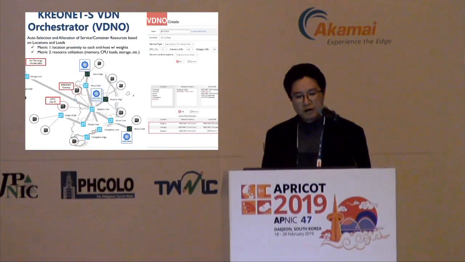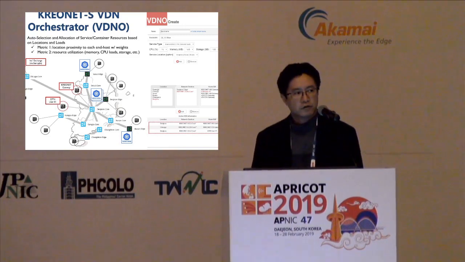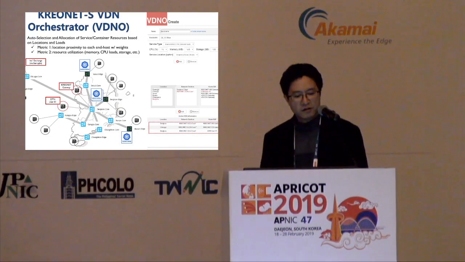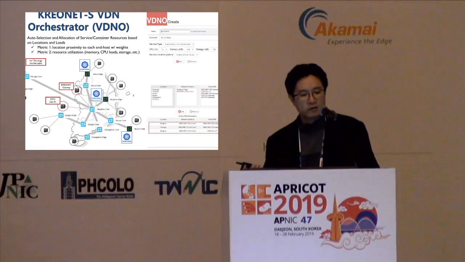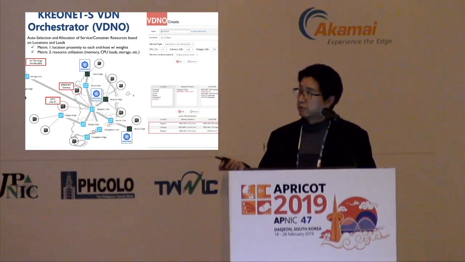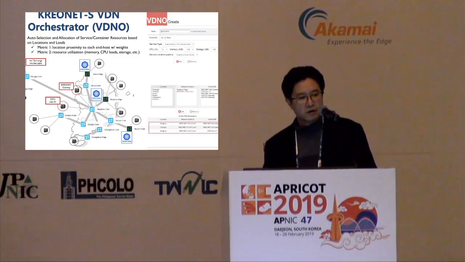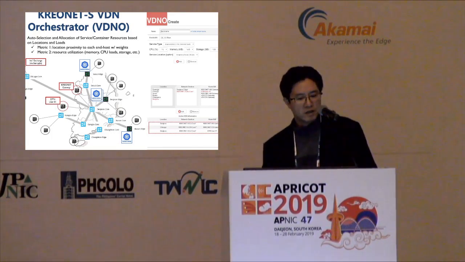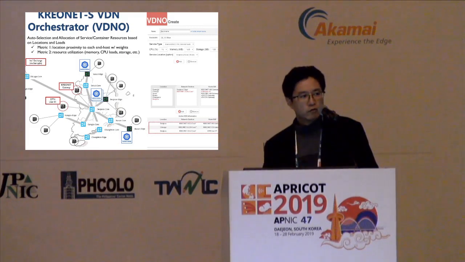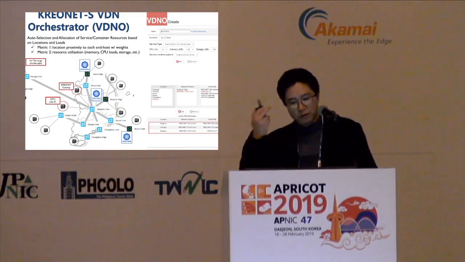So the newly implemented KreonOS VDN Orchestrator is designed for auto selection and allocation of service and container resources based on two metrics shown here. The first one is the location proximity to each end host with some specific and predefined weights. And the resource utilization is another metric, such as memory and CPU loads, storage capacity, et cetera. And we take two approaches for the selection of service location.